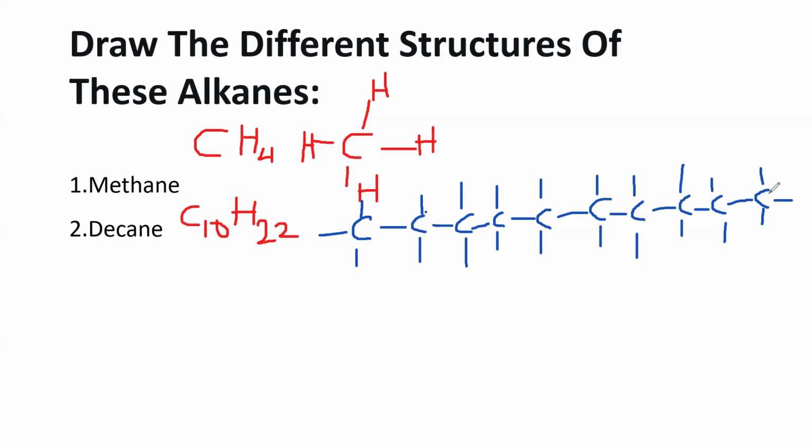To draw the skeleton structure, every terminal is 1 carbon and every corner is 1 carbon. This is a skeleton structure.